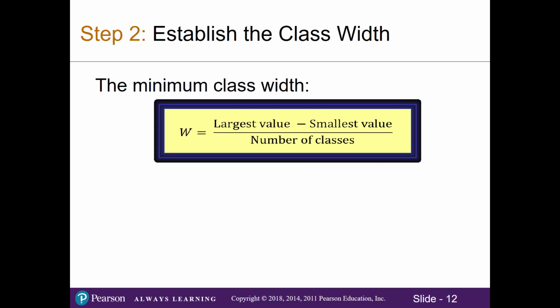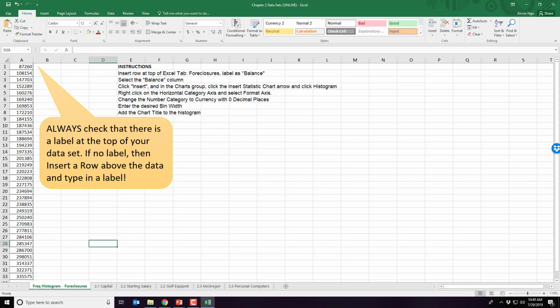In step 2, we need to figure out how wide to make each class. Remember that the classes all have to be the same width. So here's the formula to figure out the width. We'll take the largest value from our sample, subtract the smallest value from our sample, and divide it by the 6 classes we determined in step 1. If we look at the data set, it's already sorted for you. Our smallest number is up here and our biggest number is down here.